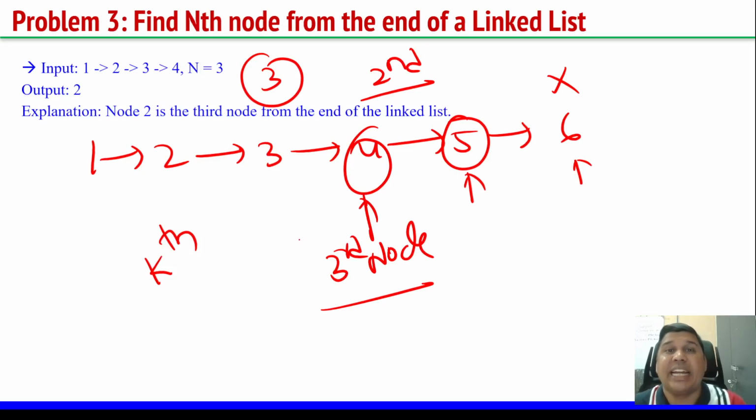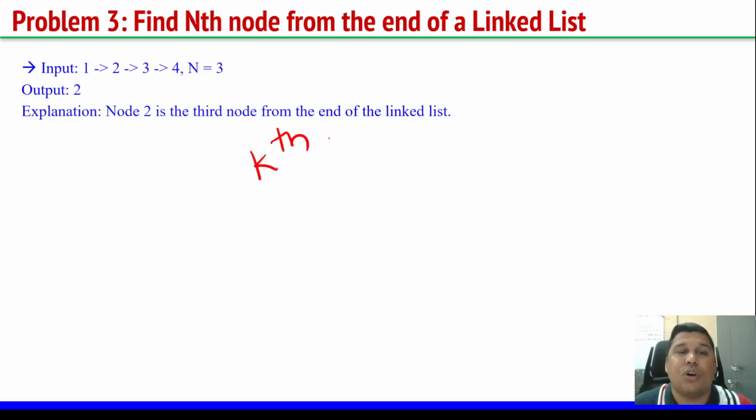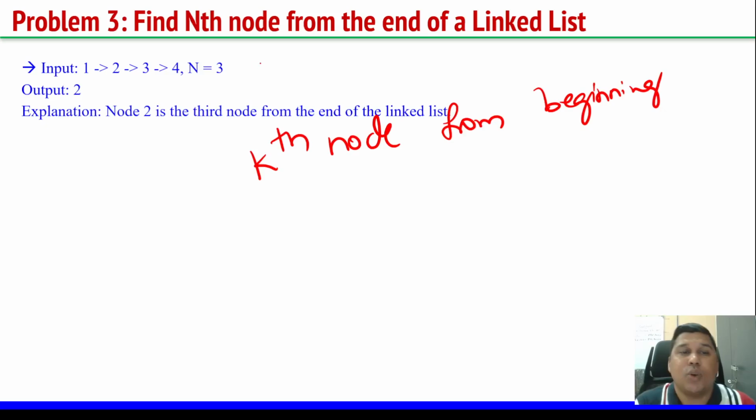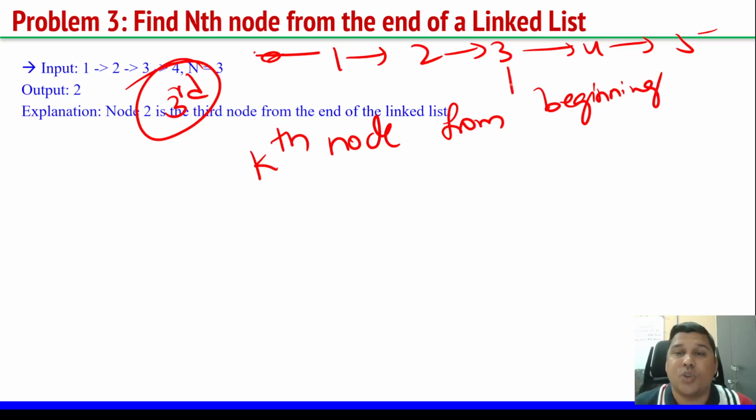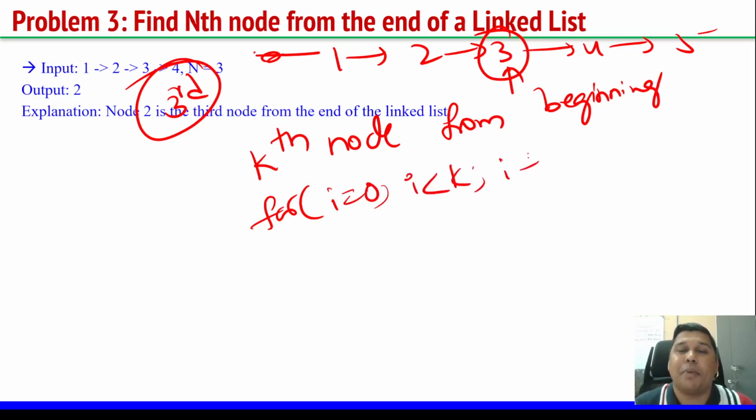From the beginning it is easy. How do you find out the kth node from the beginning? You have a list, 1, 2, 3, 4, 5. I want the third node from the beginning. You want to print the data in this third node. It is simple, write one for loop. Using a for loop, you can iterate. For i equal to 0, i less than k, i plus plus.